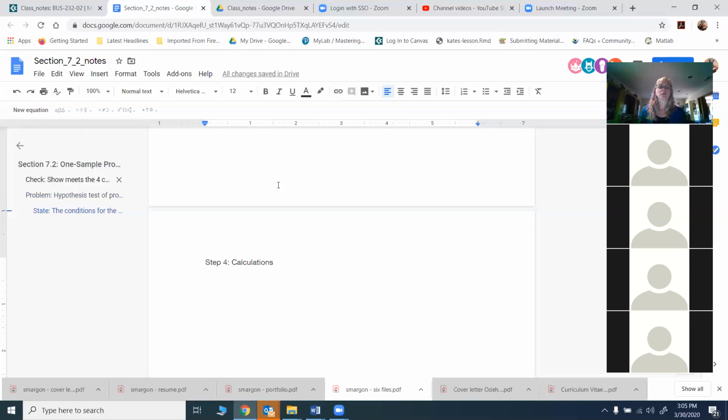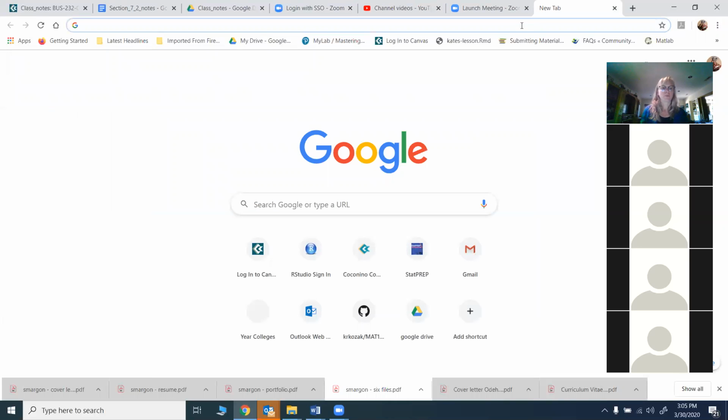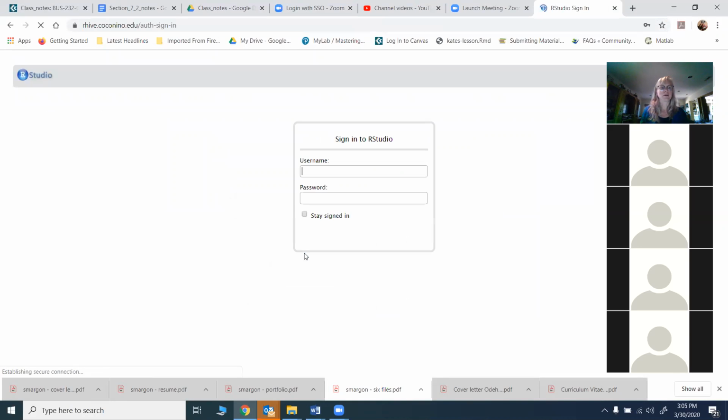So now we're going to go and do the calculations. I'm going to show you how to do this in R. So I'm going to bring up RStudio. You're where I am, right? You're seeing me go to RStudio?